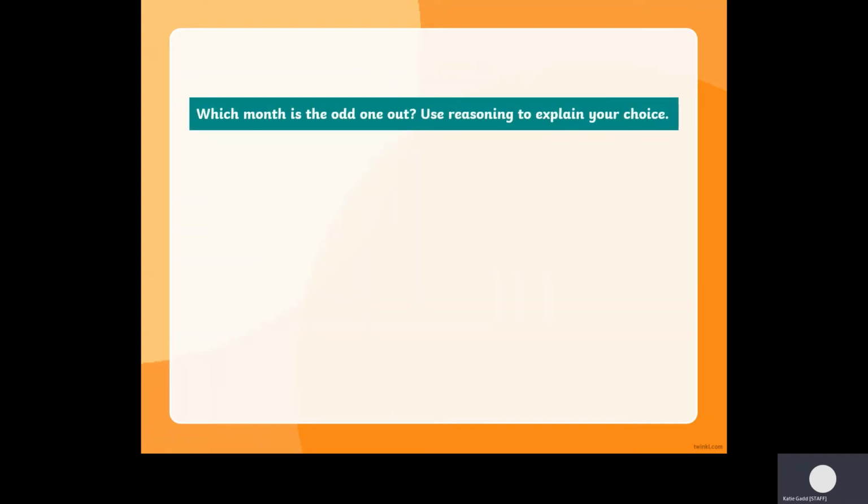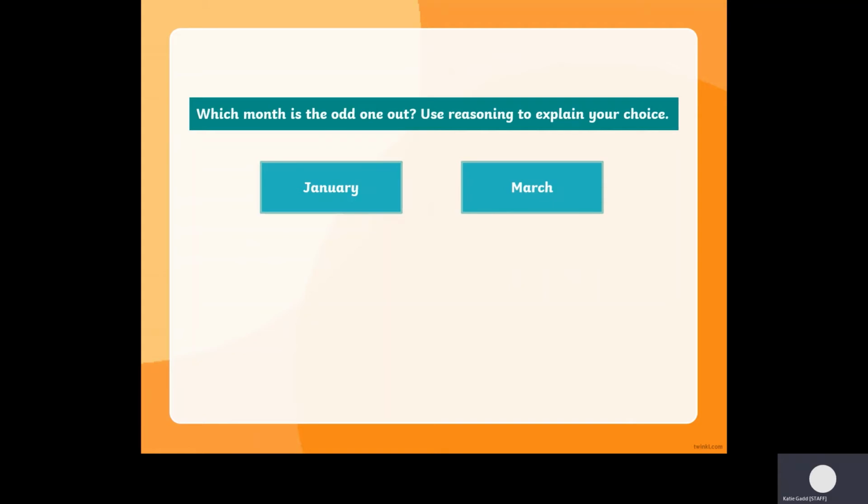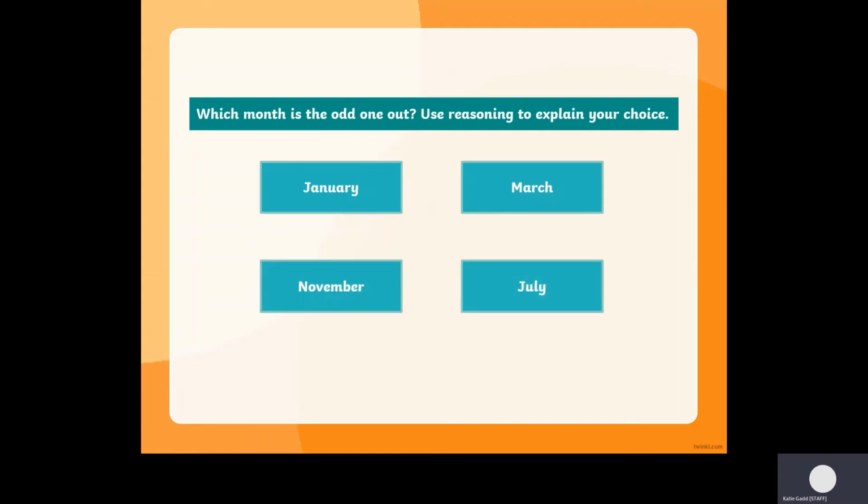So, quick question for you, a reasoning question, which means you have to explain your answer. Which month is the odd one out? Is it January, March, November or July? So pause the video and have a think. Which one is the odd one out? Come back to me when you're ready.